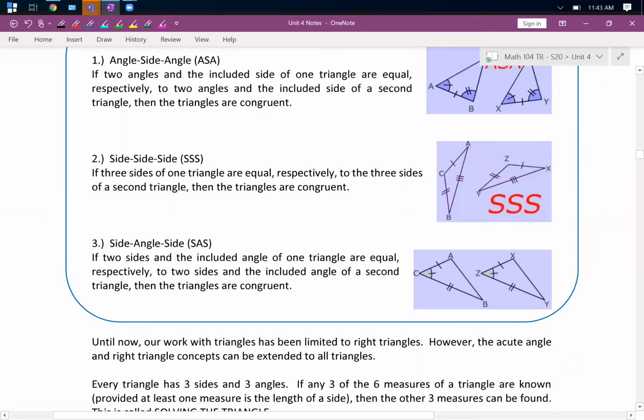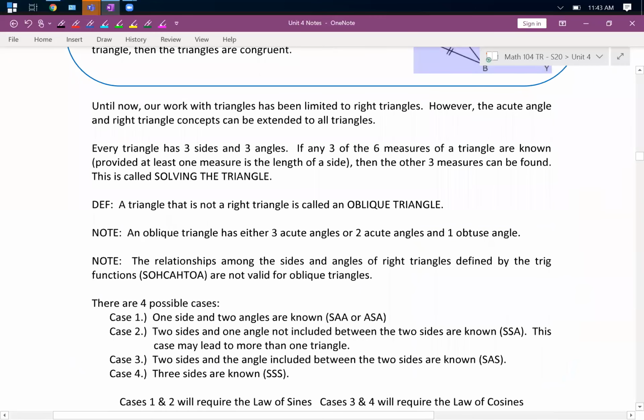So as I mentioned, up until now, we've only been dealing with right triangles, but moving forward, we're going to be dealing with triangles that are not right. Every triangle has 3 sides and 3 angles. If any 3 of the 6 measurements of a triangle are known, providing at least one of the measures is a length, we can't do it if all we know are the 3 angles, then the other 3 measures can be found. The process of finding these other measures is called solving the triangle.